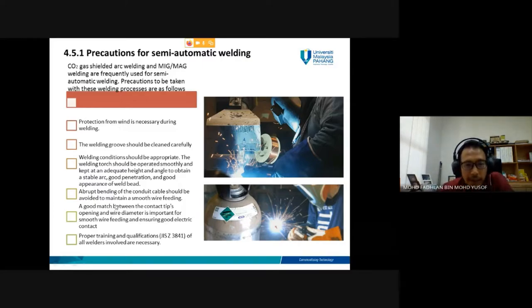This is also important in order to maintain smooth wire feeding, because any disturbance in wire feeding, such as the wire getting stuck or bent and so on, will cause uncertainties during the process, which lead to the formation of defects. A good mesh between the contact tip opening and wire diameter is important for smooth wire feeding and ensuring good electric contact. All of this is related to good or smooth wire feeding. And proper training and qualification of all welders involved are necessary.